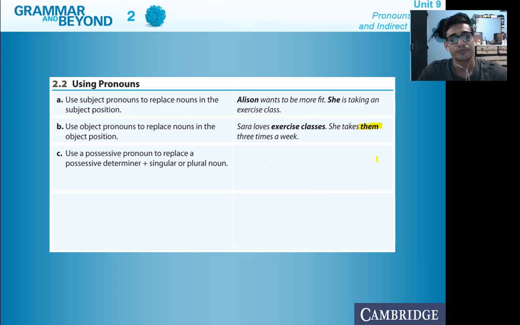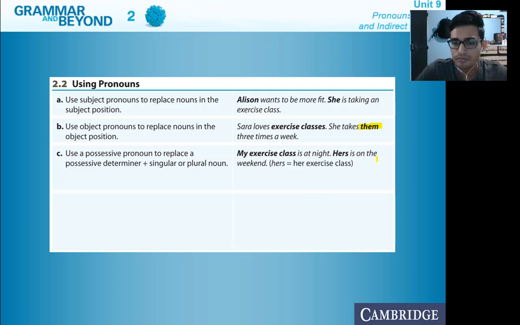We have another rule. Use a possessive pronoun to replace a possessive determiner plus singular or plural noun. Do you remember that I said the possessive determiners are not pronouns, but they are adjectives? Now you can replace these adjectives with possessive pronouns. How come? You can say, my exercise class is at night. Now, this is my exercise class.